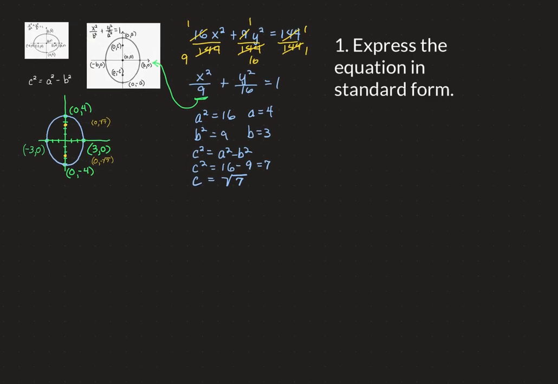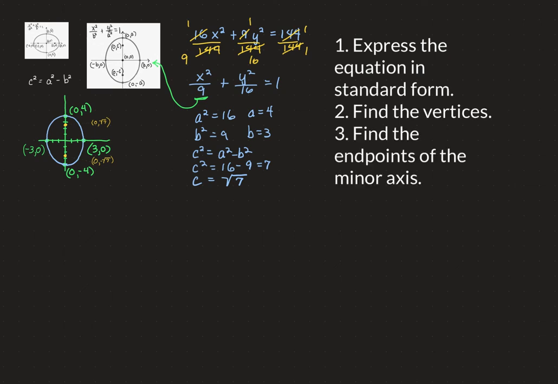So again, the steps for graphing an equation of an ellipse are: express the equation in standard form, if it's not already there, find the vertices, find the endpoints of the minor axis, find the foci, and sketch the ellipse. But let's look at what happens if we do not start with an equation.